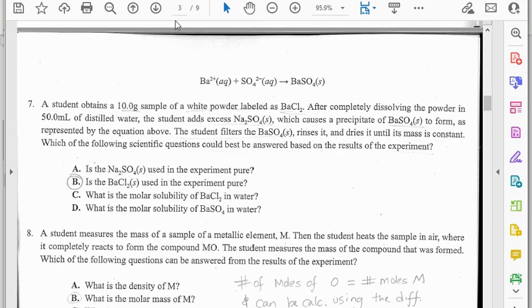And that's what's going to be the solid. Everything else would be left as ions. Then you would be able to see if that was pure.